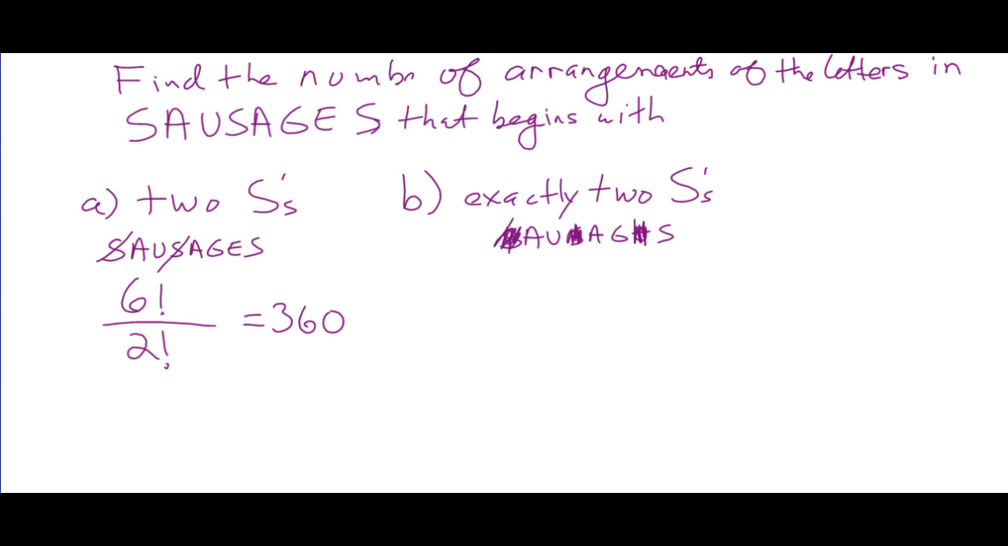But there's another way we can handle this, right? If it begins with exactly two S's, then what can't it begin with? It begins with exactly two, then it can't begin with three S's. Do you think we can figure out how many ways we begin with three S's? What would I do to figure out the number of ways that we can begin with three S's? Crossed off two of them. What are we going to do? Cross off three of them.